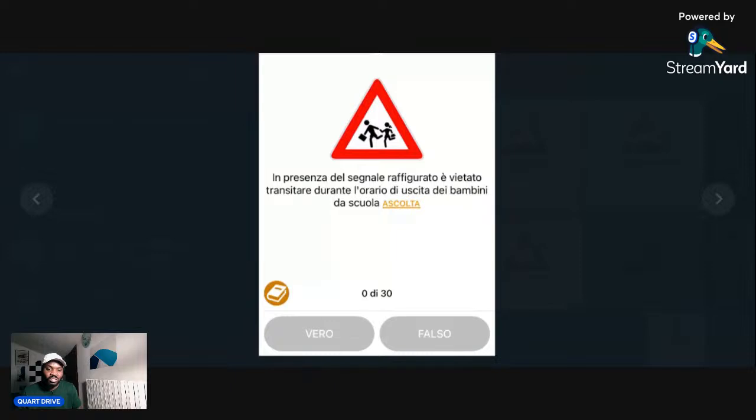It is not vietato transito durante le ore della uscita del bambino. It is not vietato, meaning that when children are coming out from the school, you are not allowed to pass. This one is a pre-aviso warning, which indicates that you have to be attentive when you are using the road at that particular point when the children come out, but it doesn't forbid you.